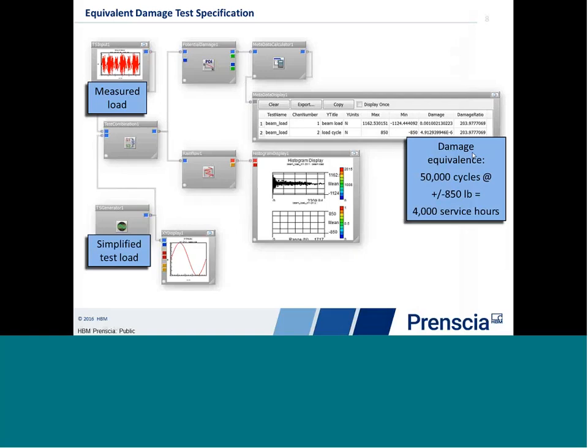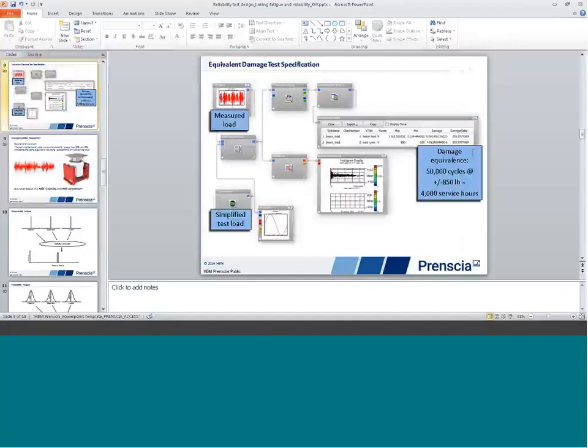So if you look in our recorded webinars, you'll see webinars on equivalent damage cyclic tests. As a matter of fact, it even looks at this particular example. So in the interest of time, we're just going to say some analysis was done in ENCODE to come up with an equivalent damage test cycle: 50,000 cycles, plus or minus 850 pounds, equals 4,000 service hours. So now, how many samples to test and how long?